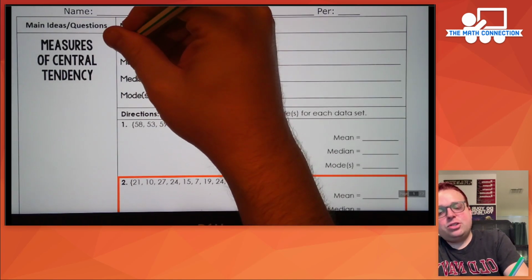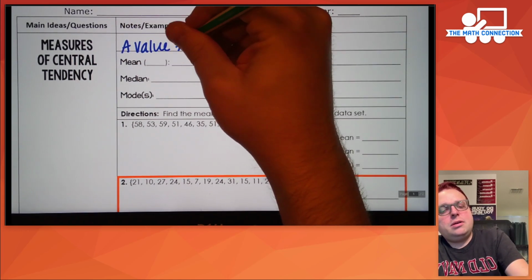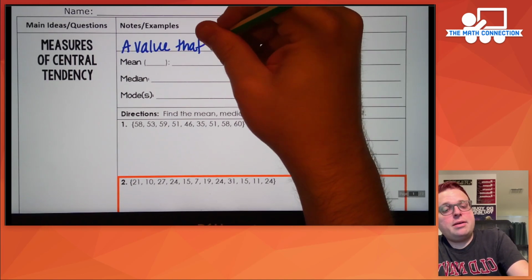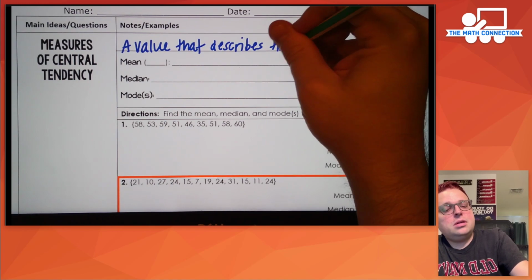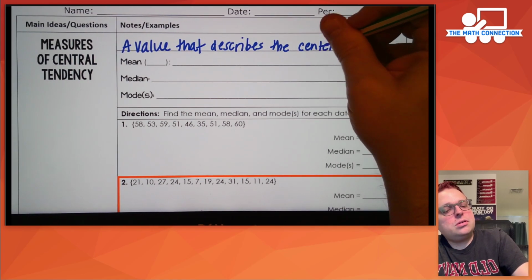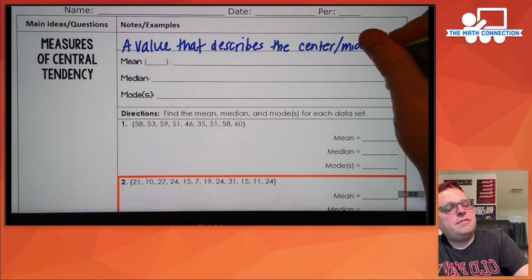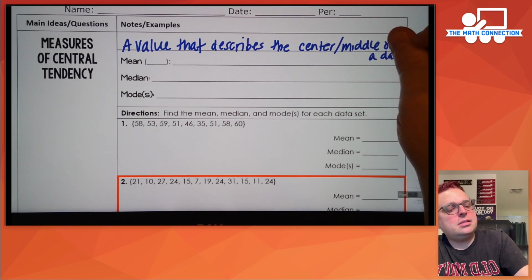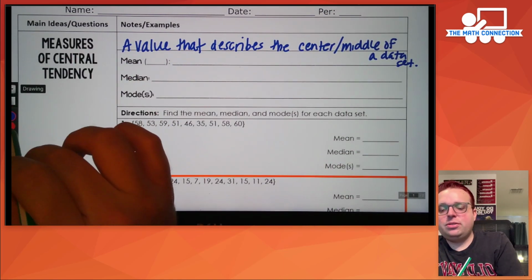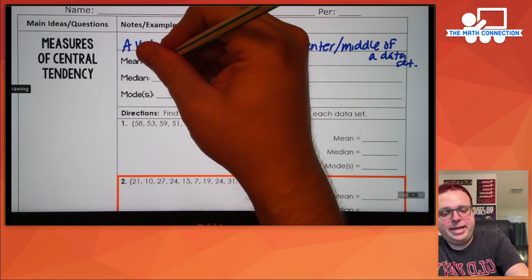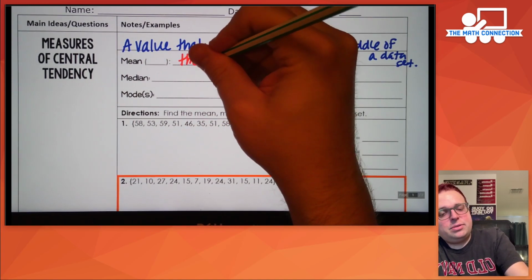A measure of central tendency is a value that describes the center or the middle of a data set. Ran out of room, sorry. The first one that you're probably most used to seeing is going to be the mean. And the mean is the average of the data values.